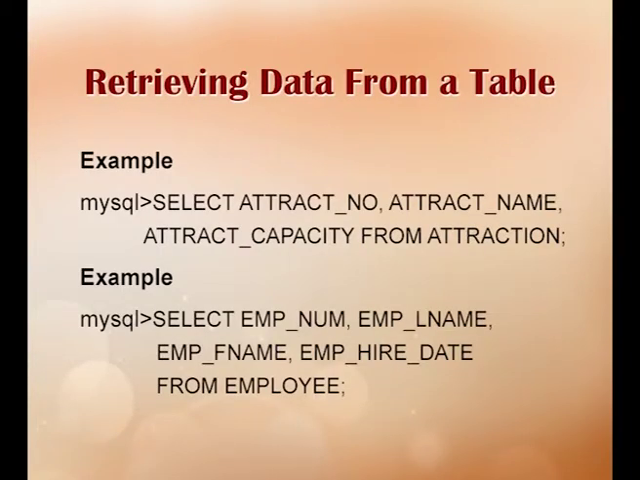And then select attract underscore number, name, and capacity from the attraction table. This is also one way to represent it, wherein here I am not providing any condition. So directly we are getting the attraction number, name and capacity displayed from the attraction table. Then comes another example wherein I want employee number, last name, first name, hire date from the employee table. Likewise, we can retrieve the data depending upon the requirements from the table that needs to be selected.